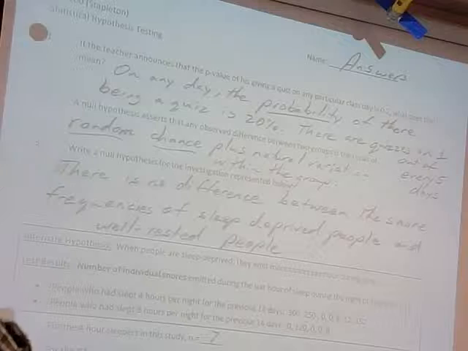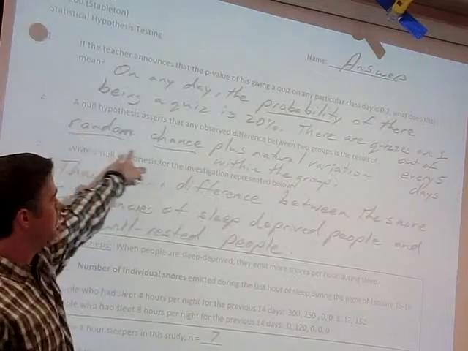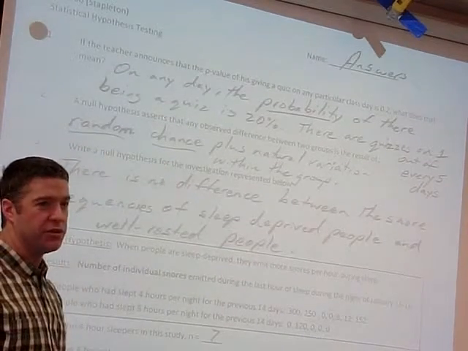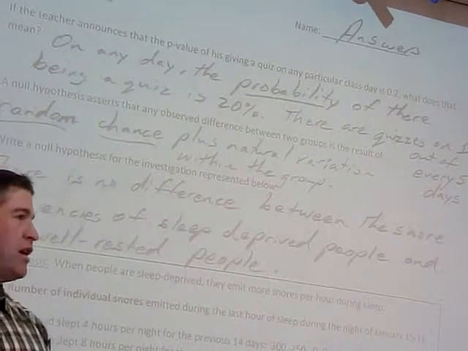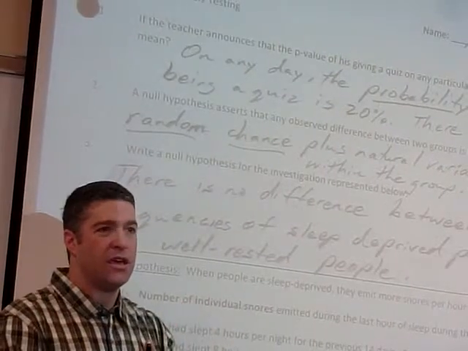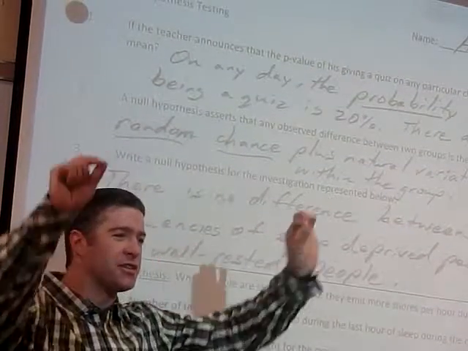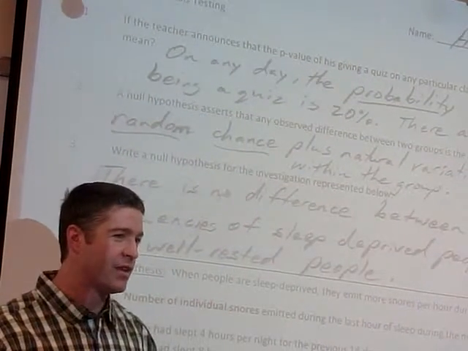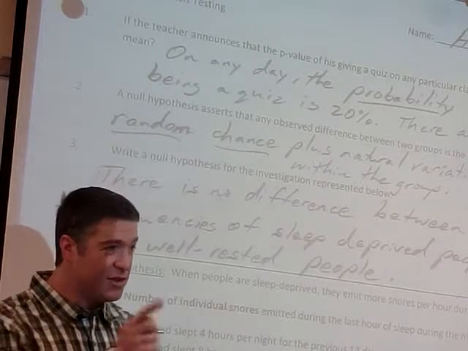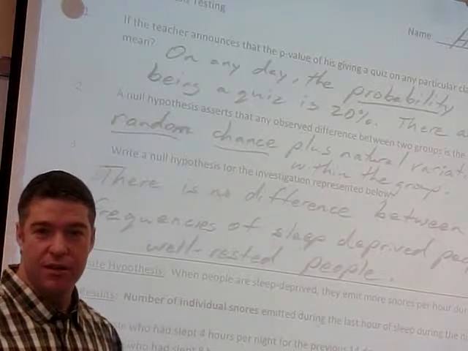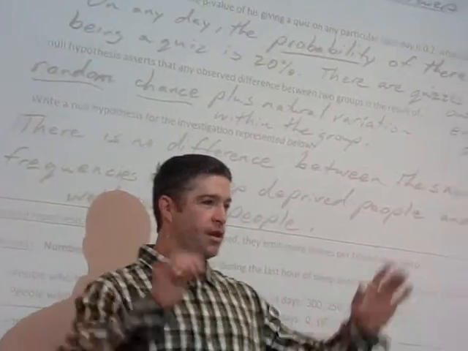Number 2, null hypothesis asserts that any difference between two groups is a result of random chance plus natural variation. So if I am comparing boys and girls, and I want to see who has the longest eyelashes, do you think girls actually have longer eyelashes? Because Minnie Mouse and all the other cartoon girls do. Is that a real thing? Or do you think eyelashes are really the same length between them? Right. So anyway, let's suppose.